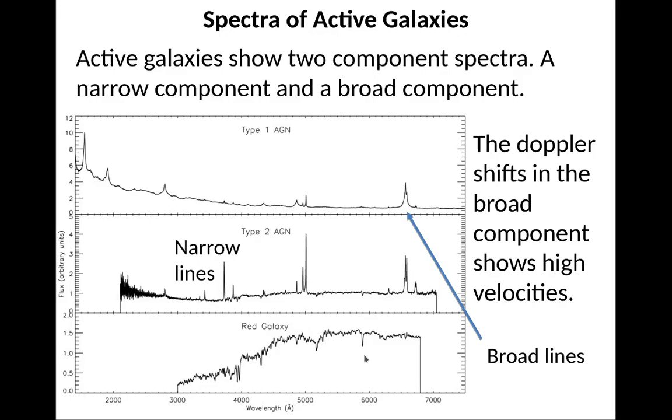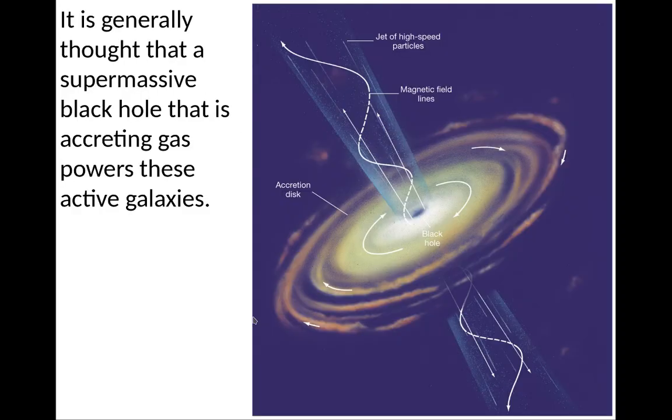So active galaxies show a two component spectrum. There's a narrow component and a broad component. So basically, if you look at a galaxy, you normally see there's a broad component here, and sometimes there are these narrow lines. And we might wonder where these are from. It's generally thought that a supermassive black hole accretes gas from a disk, and this accretion of gas is what powers these active galaxies.